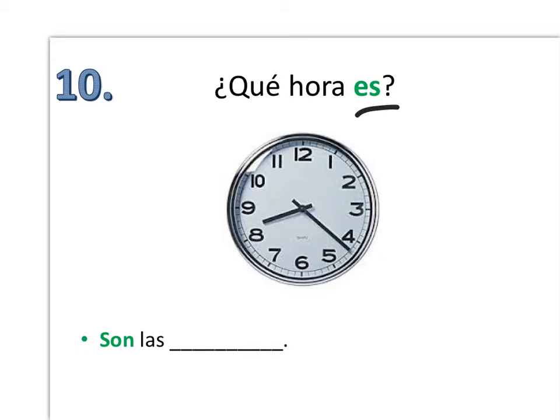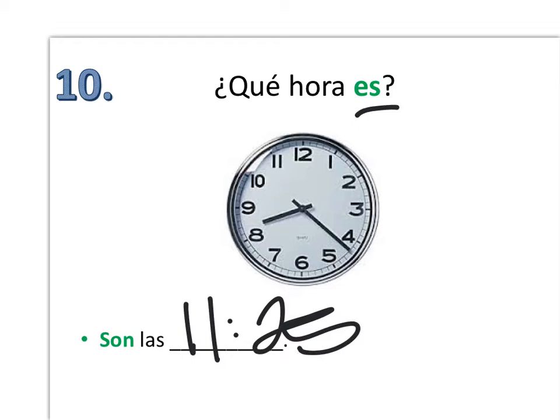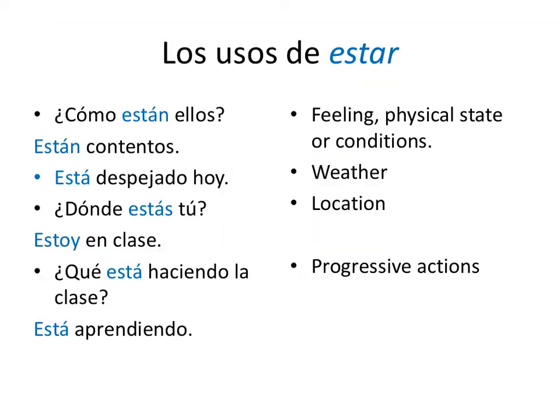Aquí 8:30, pero realmente 11:25, ¿no? De la mañana. ¿Cómo se dice hora en inglés? It doesn't mean time. Hour. Muy bien. Excelente. ¿Qué hora es? Son las. That's why it's feminine. Es y son. So, estar.